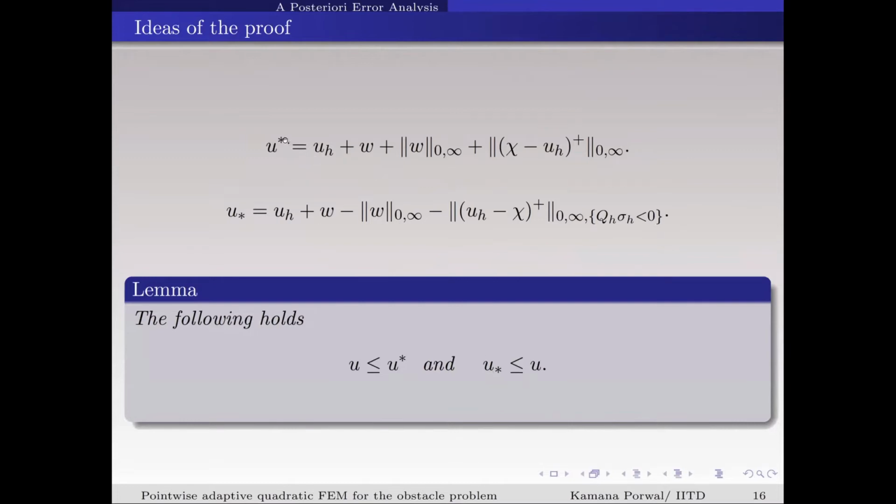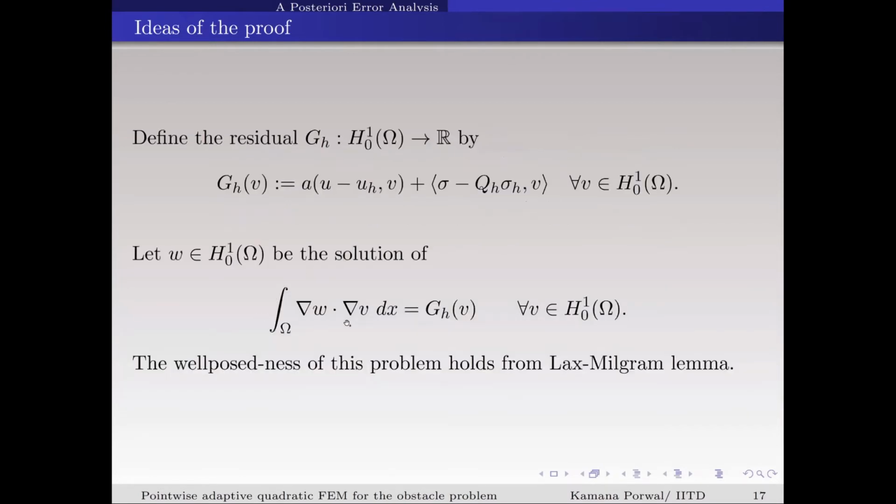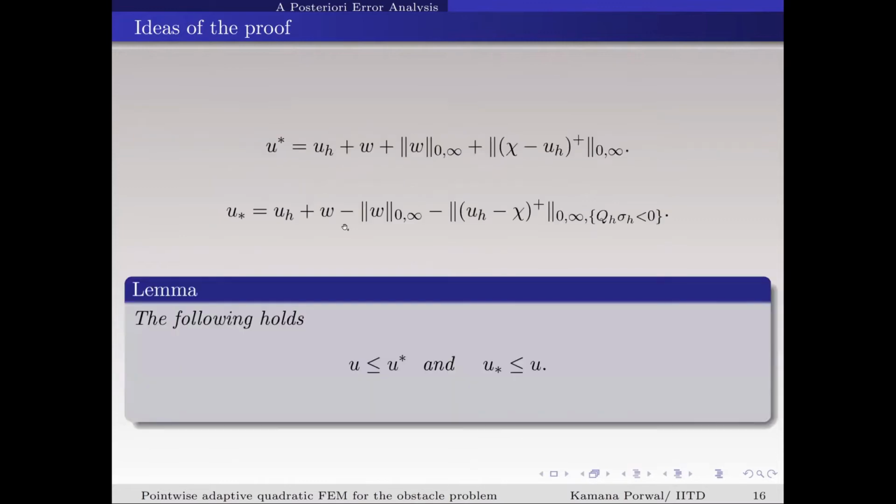Now look at these barrier functions u upper star and u lower star. They are constructed by using the discrete solution u h and a corrector function W, which is basically the Riesz representation of the residual functional G h, which is defined in this way. And the rest of the terms in these barrier functions are just computable quantities. So now let's proceed to show that u can be bounded above and below by these barrier functions.